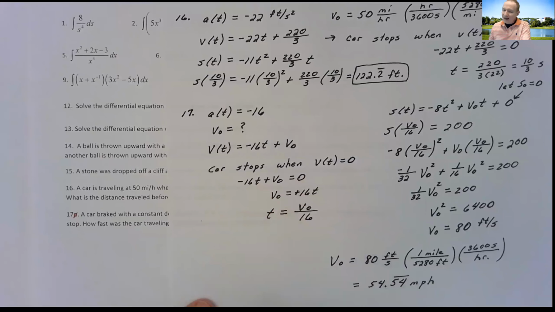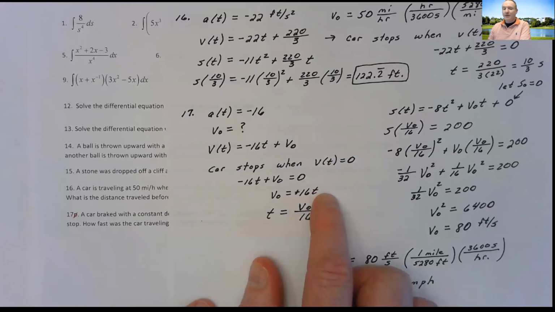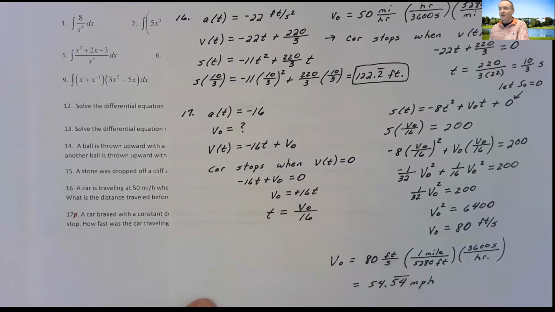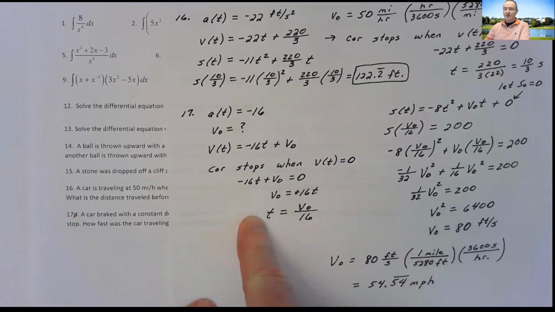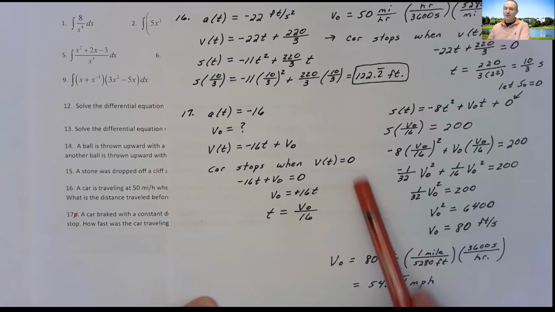So that's the time at which it's going to come to a stop: the original velocity divided by 16. And that should make sense. You're slowing down by 16 feet per second, so how many seconds is it going to take? However fast you're going divided by 16 is the number of seconds it takes to come to a stop. But now let's plug that into my position function.